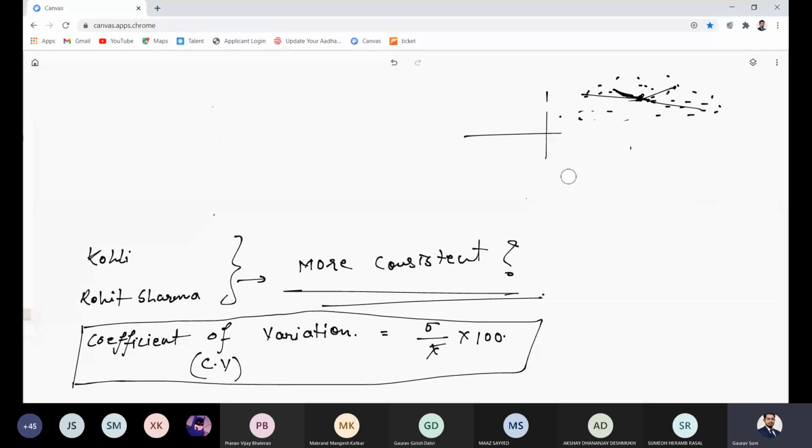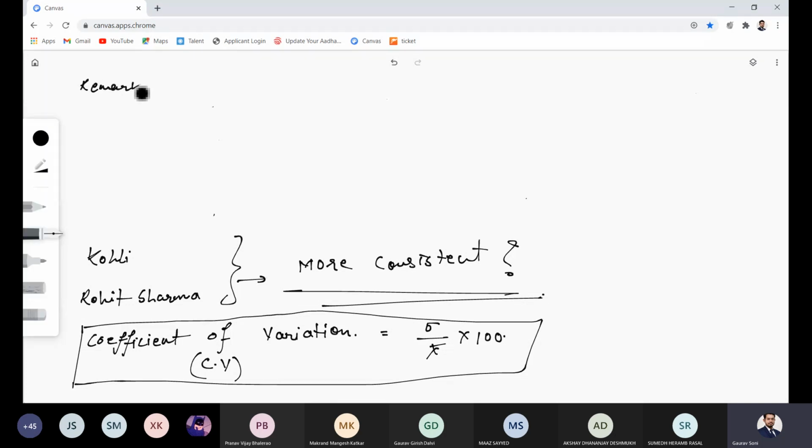So by this thing, what I mean is how much variation a variable is showing. That will be calculated by the coefficient of variation. Remark 1: if the coefficient of variation of A is less than the coefficient of variation of B, then who is more consistent? A is more consistent.